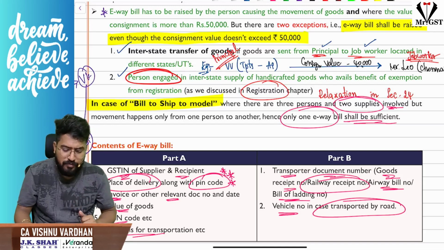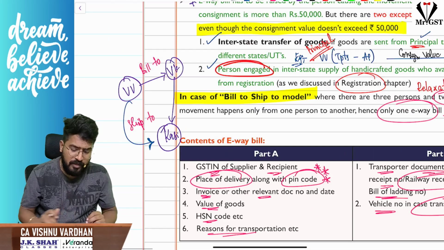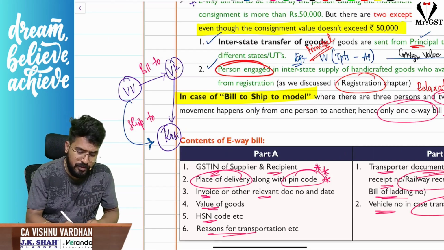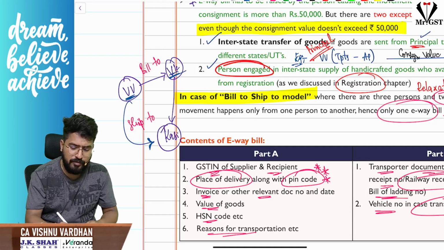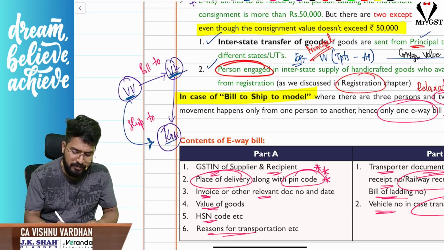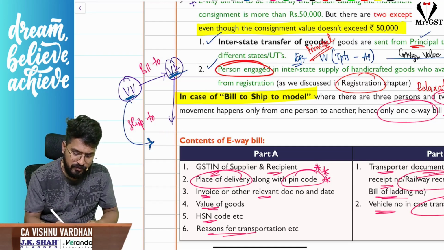Next, in case of the bill to ship to model, what should I do? There are two supplies, we have already discussed this. So now, for example, Vishnuvardhan is making a sale to Vamsi Krishna, and Vamsi Krishna is making a sale to Kasi. So now please understand, or let us take here, Vamsi is making a sale to Vishwanath.